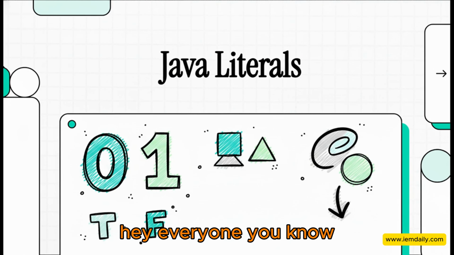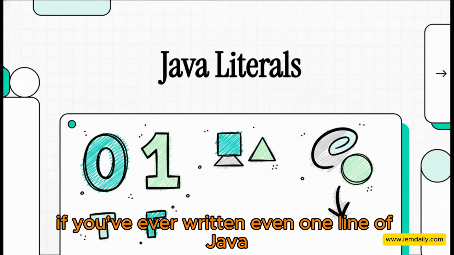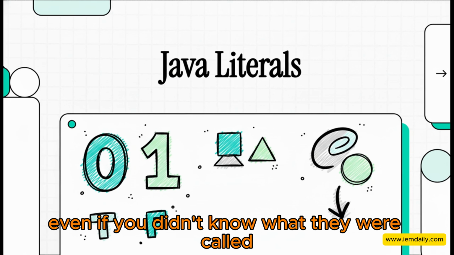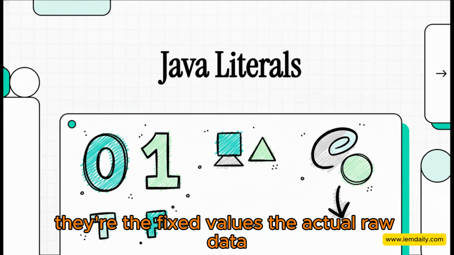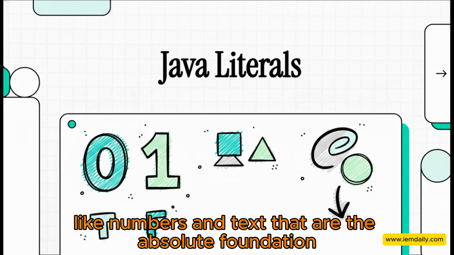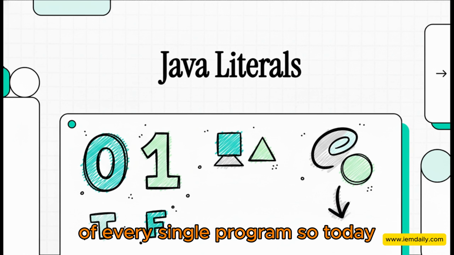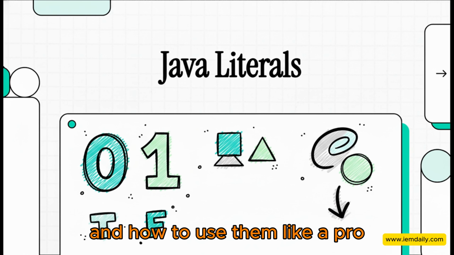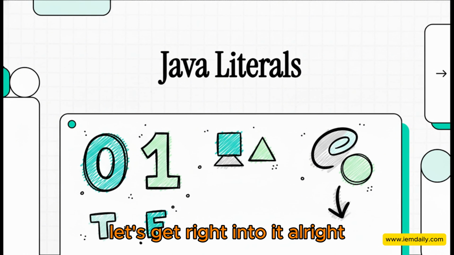Hey everyone, if you've ever written even one line of Java, you've definitely used something called literals, even if you didn't know what they were called. They're the fixed values, the actual raw data, like numbers and text, that are the absolute foundation of every single program. So today, we're going to break down exactly what they are and how to use them like a pro. Let's get right into it.